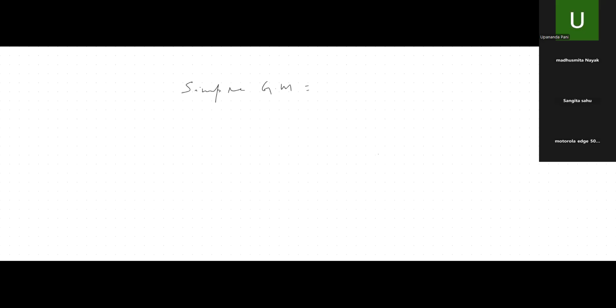Okay, so now coming back to geometric mean. Basically, you know that we find the nth root of the product. Simple GM, which you can write as small g. If x1, x2, ..., xn are the observations, then you can find the geometric mean by taking the nth root of their product.